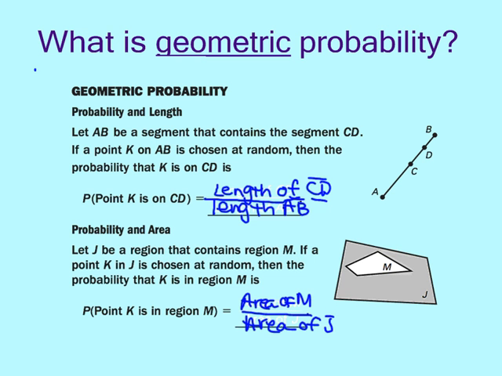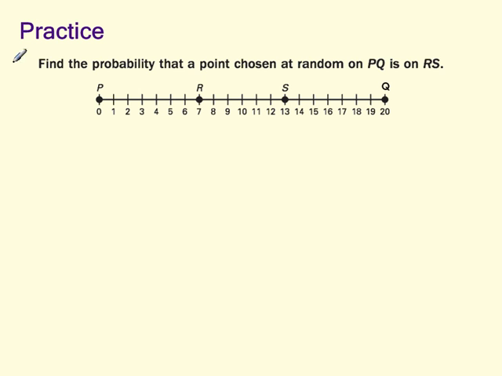Let's try a few examples. Here we have: find the probability that a point chosen at random on PQ is on RS. First, I need to take a look at PQ, and that's this entire segment.